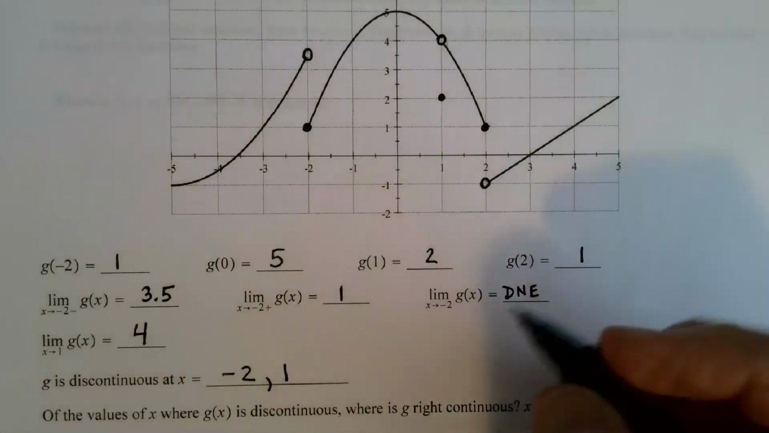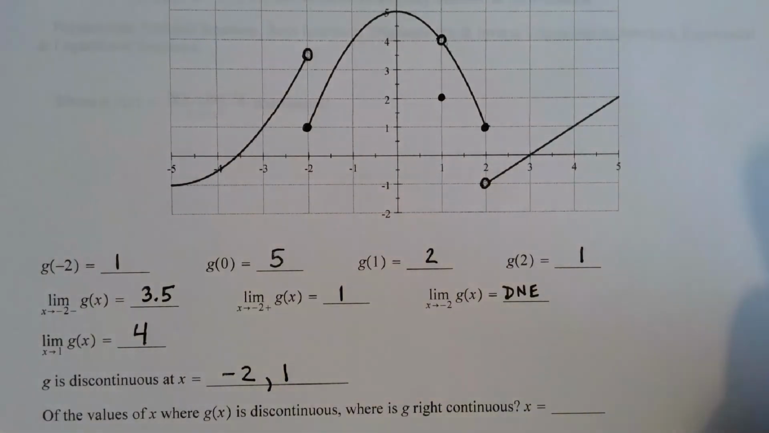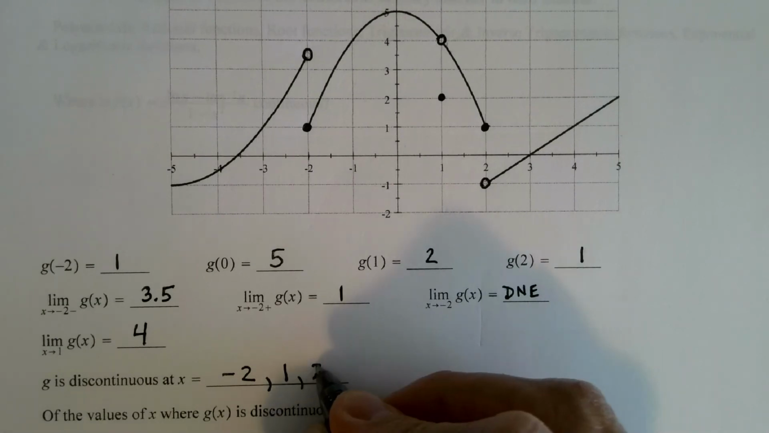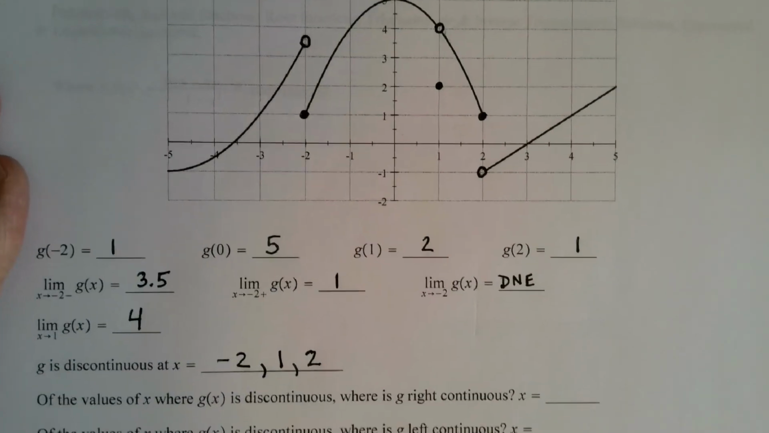And then what about at 2? Again, what's the limit as x approaches 2? It does not exist, right? So again, same thing. It's not going to be continuous at 2 either. Okay. Now, let's talk about the last two things.